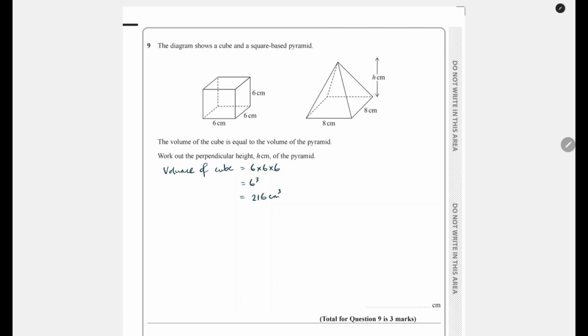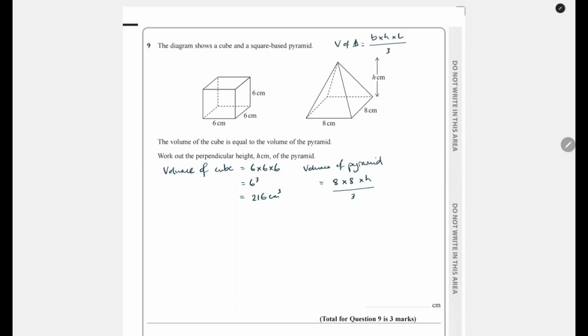Now the formula for a square based pyramid is the base times the height times the length over 3. And that's the volume of a pyramid. And so we can put that into our formula. The volume of the pyramid is equal to 8 times 8 times our height, which is unknown, over 3.